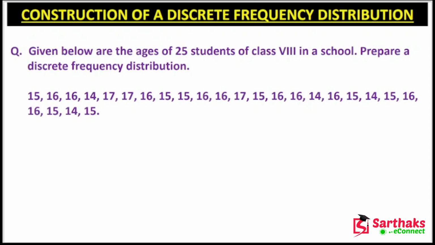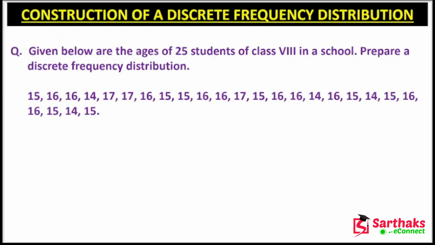So there are two kinds of frequency distributions, so let us see both of them with the help of some questions. This question says that given below are the ages of 25 students of class 8 in a school, prepare a discrete frequency distribution. Now we all know for preparing a frequency distribution we have to count how many data points are there and how many times they are repeated. That is the frequency. So this is our raw data.